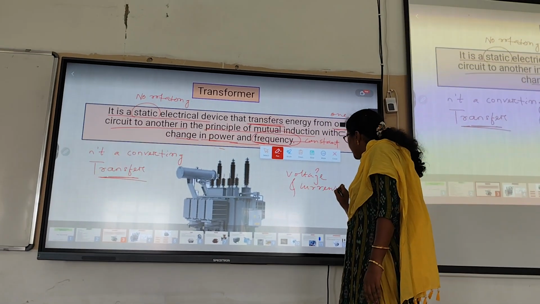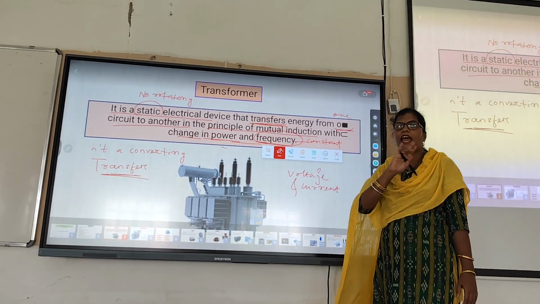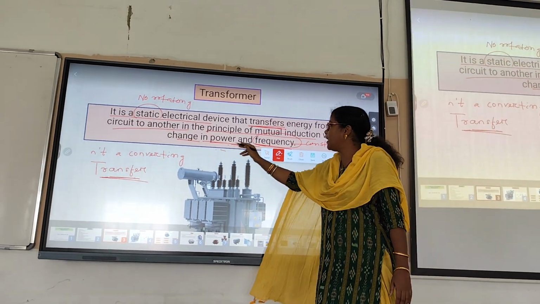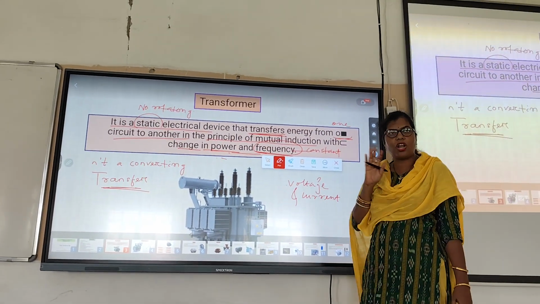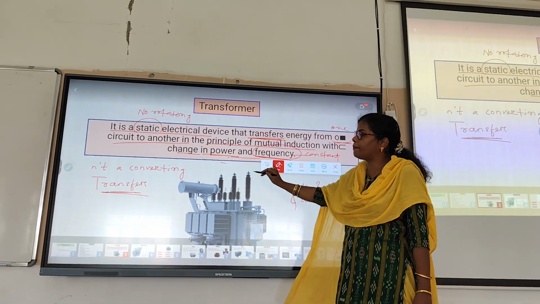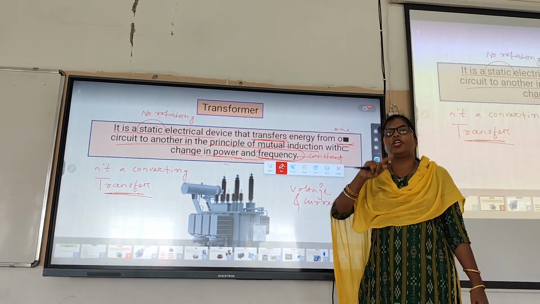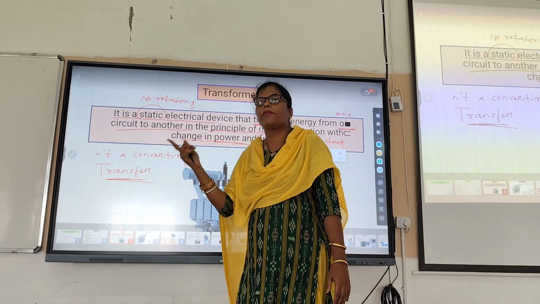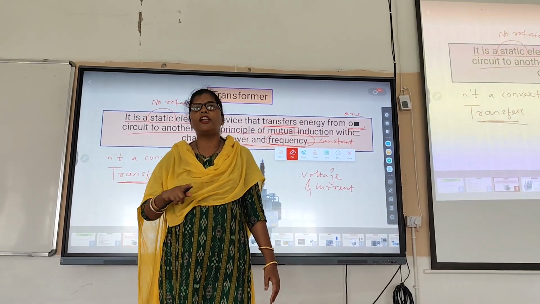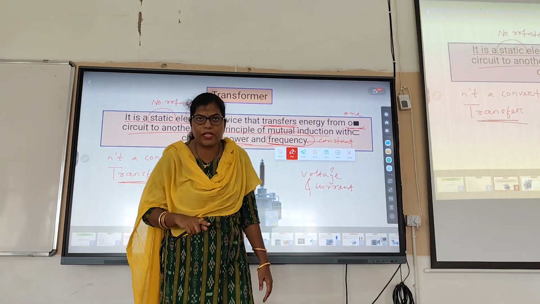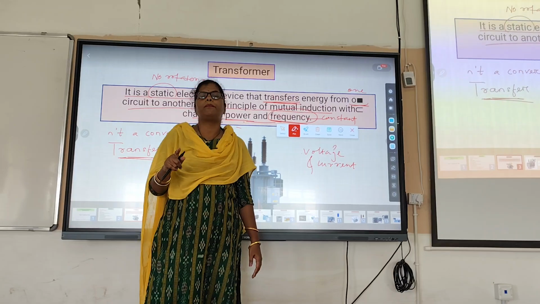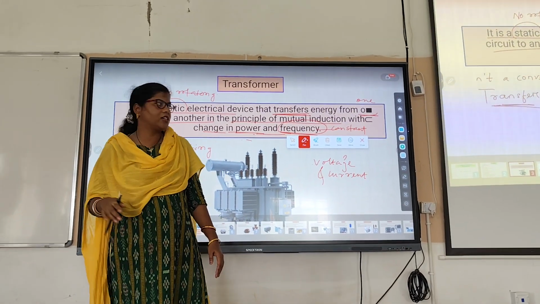Okay, so we can change voltage and current, but we cannot change power and frequency. Am I clear to all of you? So what is its definition? It is a static electrical device used to transfer power from one side to the other side without changing frequency, with the principle of mutual induction.